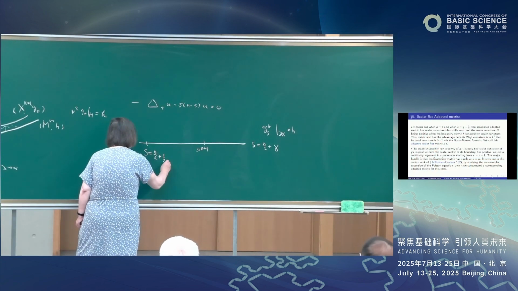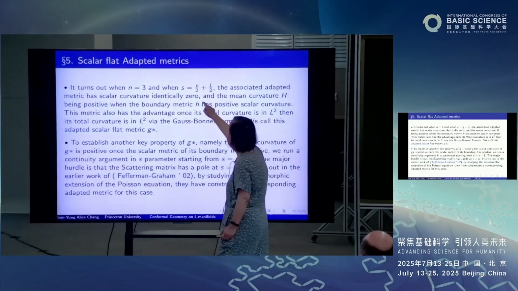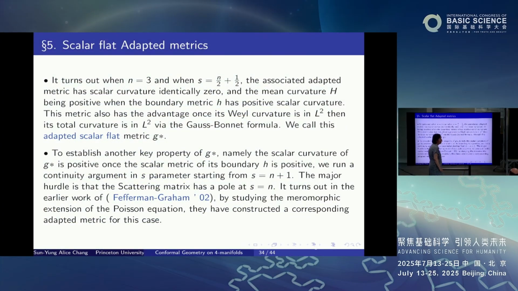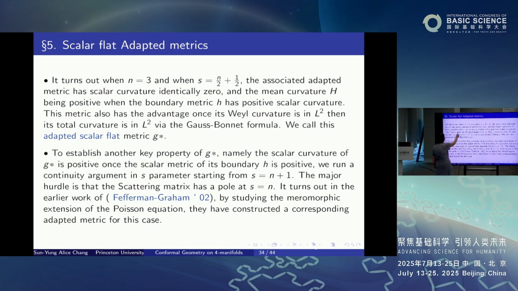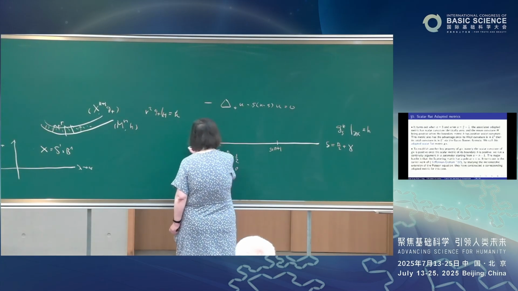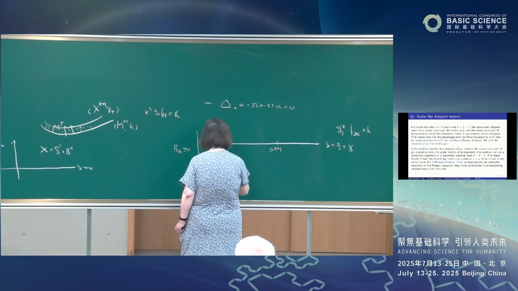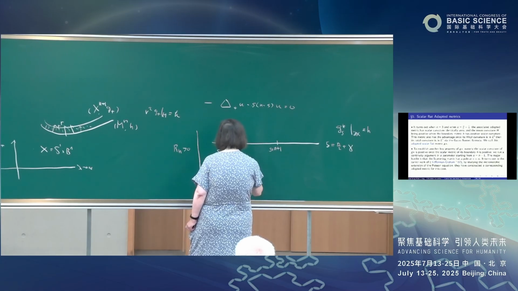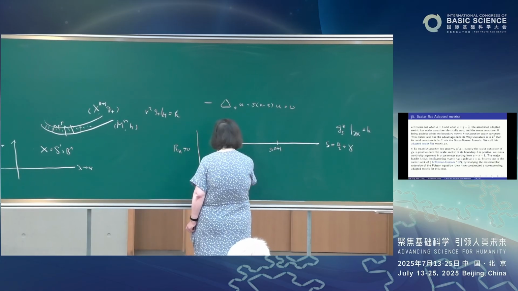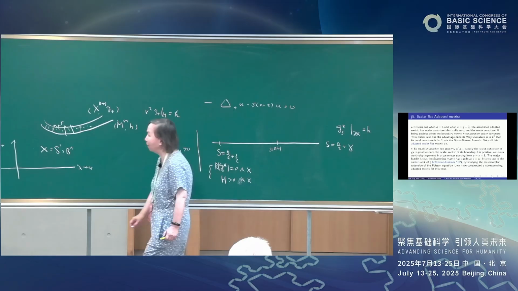n/2 plus 1/2. Let me say why we are interested in this particular index. For this index, the associated scalar curvature is 0. So in this case, for this G star, the scalar curvature is 0. And under the assumption the boundary is positive, the mean curvature is positive. It has this good property.